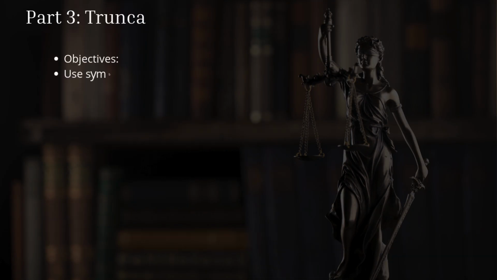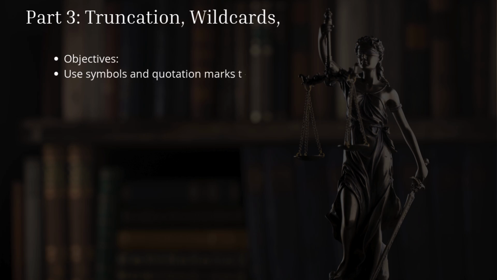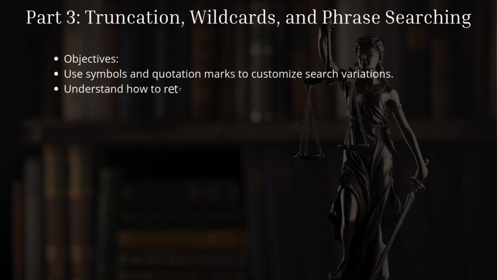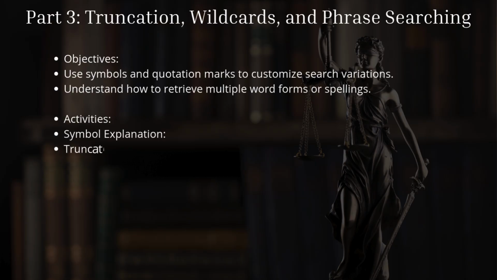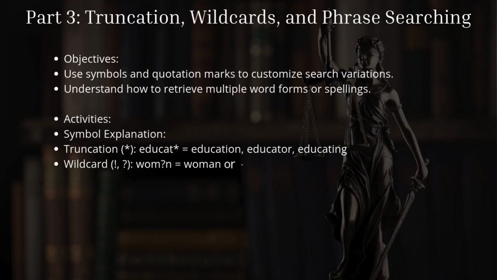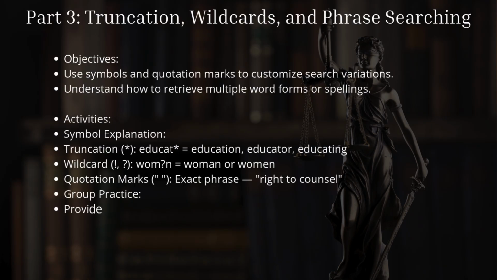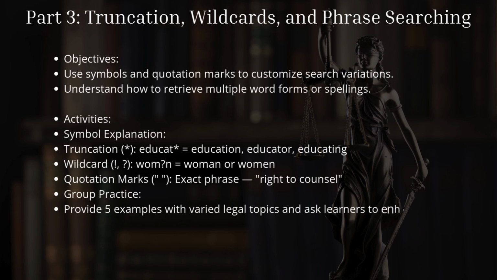Part 3, Truncation, Wildcards, and Phrase Searching. Objectives: use symbols and quotation marks to customize search variations, and understand how to retrieve multiple word forms or spellings. Activities: symbol explanation. Truncation, educat* equals education, educator, educating. Wildcard, wom!n equals woman or women. Quotation marks, exact phrase, "right to counsel".